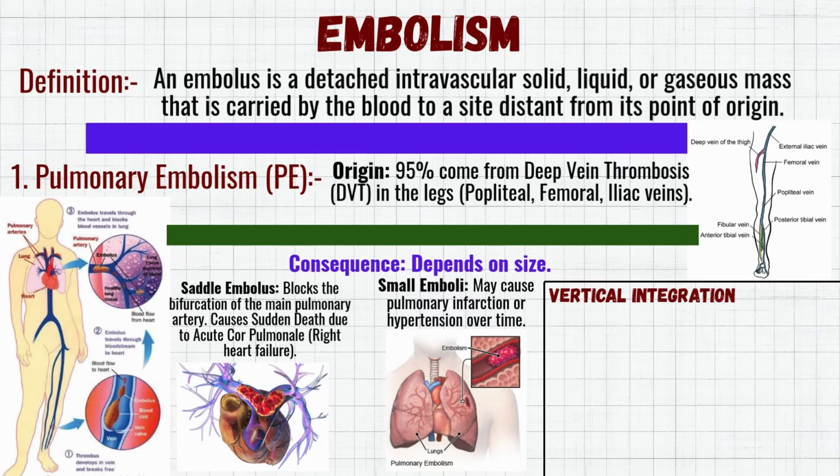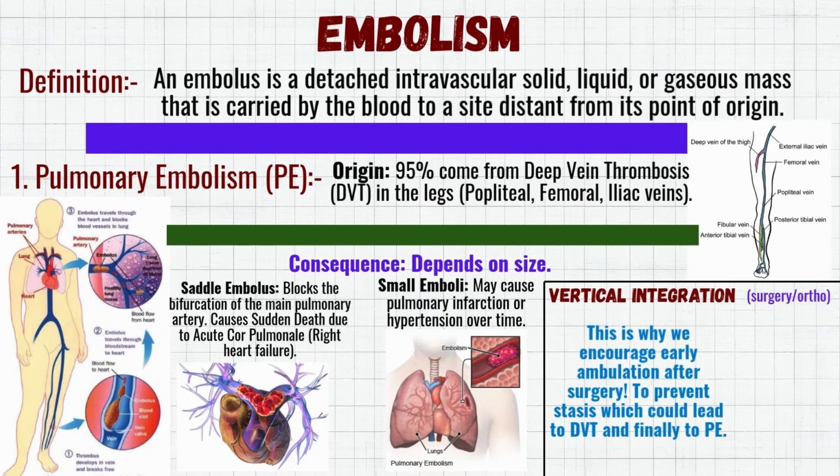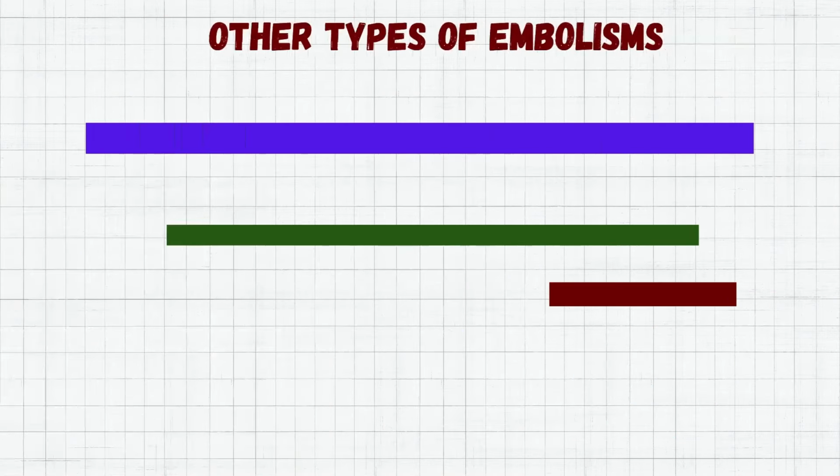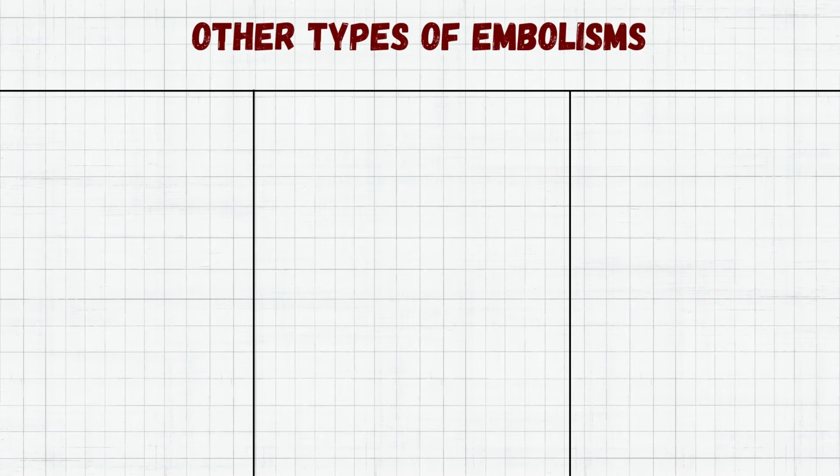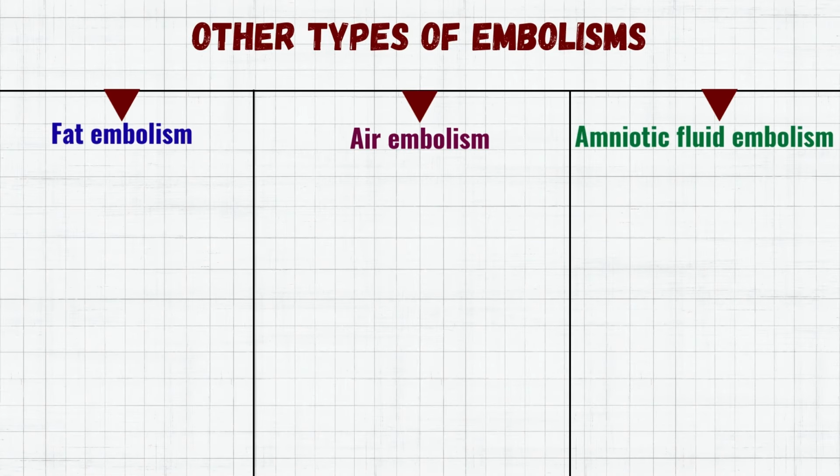Let's integrate this vertically with surgery or orthopedics. This is why we encourage early ambulation after surgery to prevent stasis, which could lead to DVT and finally to pulmonary embolism. Other types of embolisms are fat embolism, air embolism, amniotic fluid embolism.